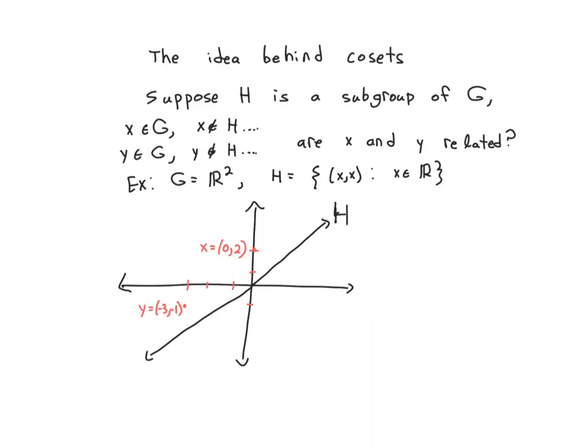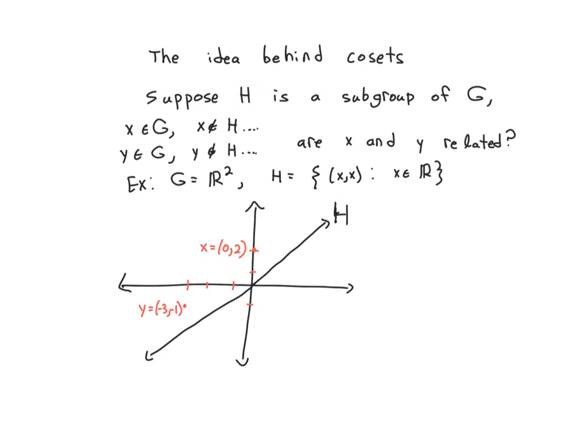Oftentimes the notion of coset is introduced by just giving the definition, which looks really weird at first because it's just defined set theoretically, and I often find students struggle with it. So here I'm going to start with the motivation, and then the definition, and then some examples. To me, a coset is really just a generalization of the concept of parallel lines.